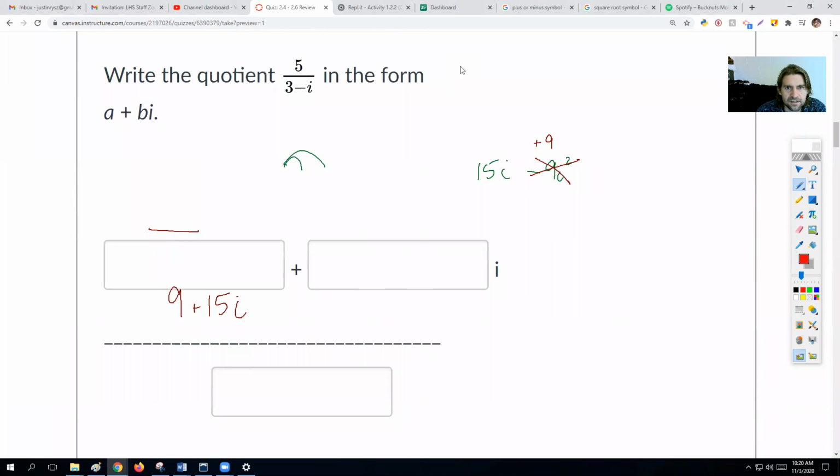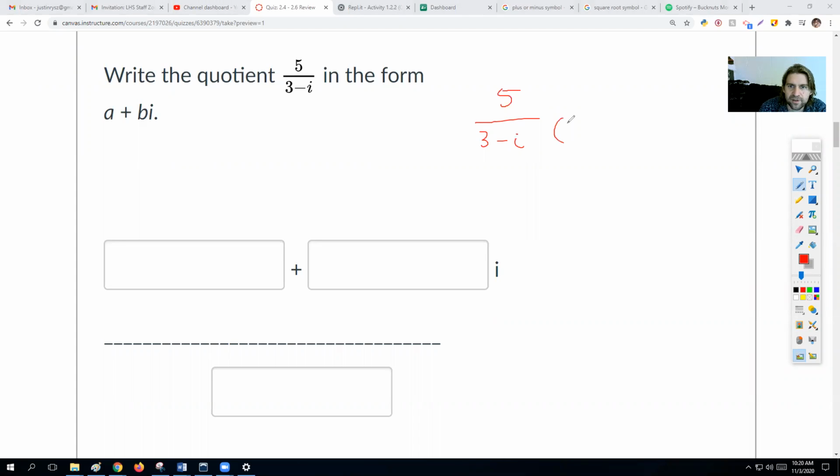Type that in: 9 plus 15i. Okay, so next we got a quotient here. If we were going to solve this, what we would need to do first is take the 5 divided by 3 minus i and multiply it by the conjugate, 3 plus i, on the top and on the bottom. All right, so if we distribute the top here, we'd get 15 plus 5i.